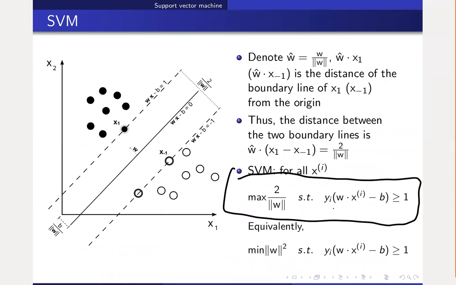It's like I'm trying to make sure the constraint is satisfied. I have all the points going beyond the margin, right? And I want to maximize the gap, which is basically 2 over ||w||. And of course, equivalently, maximizing 2 over ||w|| would be the same as minimizing just ||w||, or minimizing ||w|| squared.